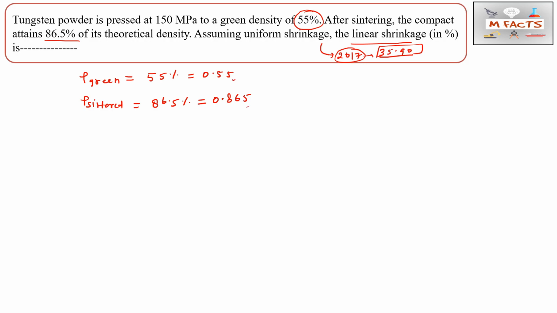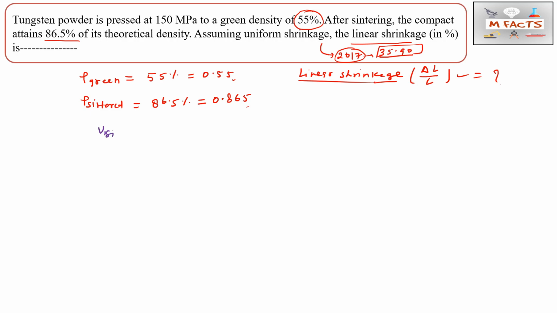So now they are asking, assuming uniform shrinkage, the linear shrinkage. We need to find what the linear shrinkage is in this case. Linear shrinkage is basically the ratio of the change in length to the initial length, that is delta L by L. So this is linear shrinkage, and we need to find this value in this question. So what is the formula applicable here for this question? We will write it here.